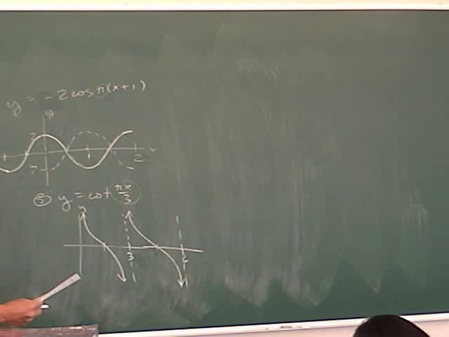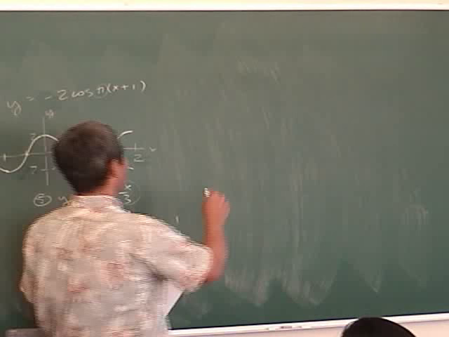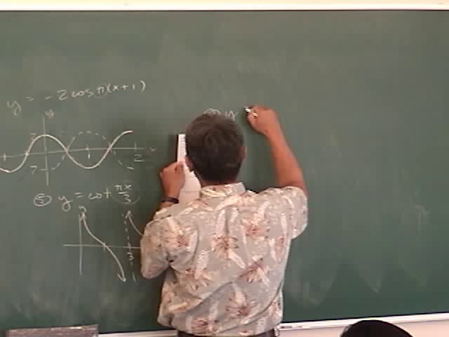Okay, now, what about 8, 9, 10, 11? Do them all. Okay, number 8. Y equal cosine squared.